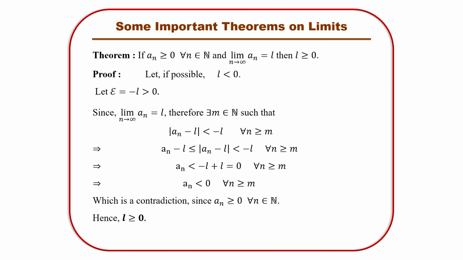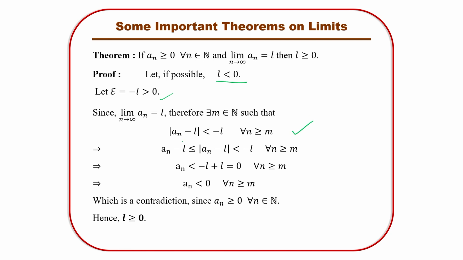So if an is greater than or equal to 0 for every natural number n and limit an equals L, then L must be a non-negative number. So for that, let us suppose L is less than 0, and take epsilon equal to minus L, which is greater than 0. Since limit n tends to infinity of an equals L is given, therefore for epsilon greater than 0, there exists a natural number m such that modulus of an minus L is less than minus L, and this happens for every n greater than or equal to m.